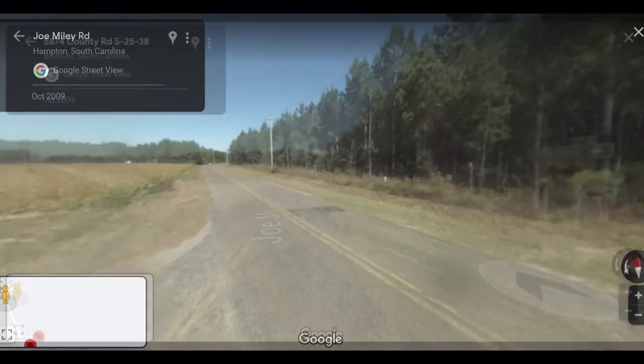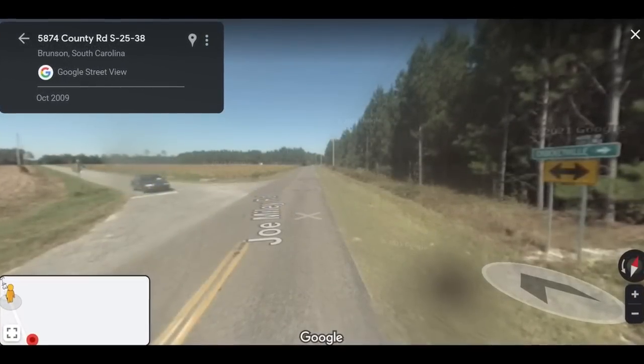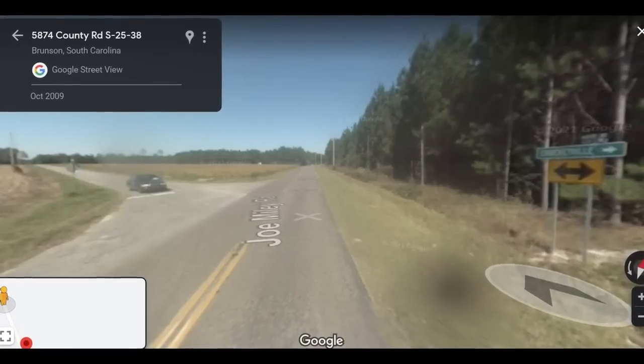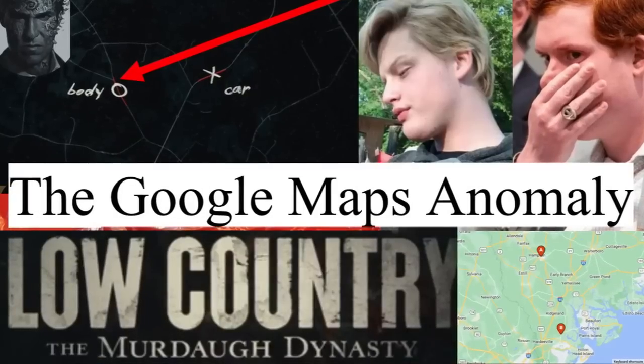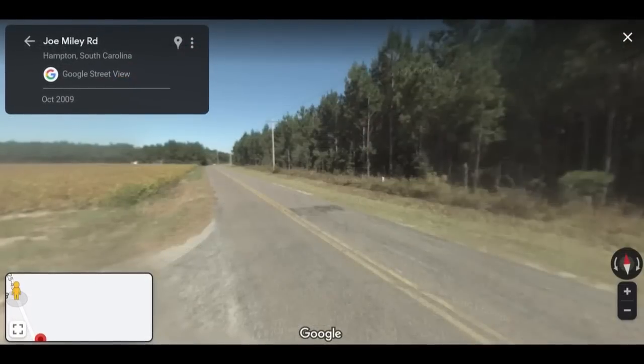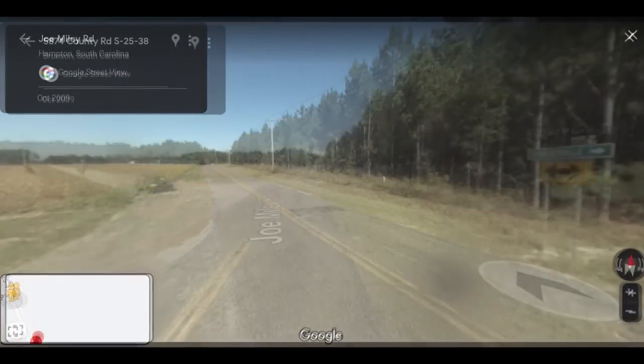And so when you visit this area using Google Maps, something weird happens. There's an anomaly. As soon as you approach Joe Miley Road, the camera abruptly stops recording the remainder of Sandy Run Road.